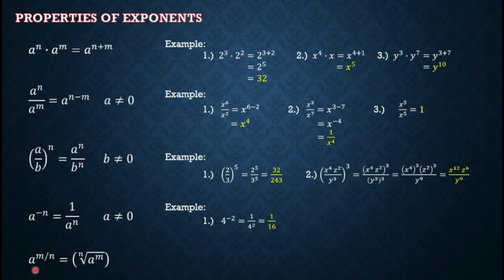So another theorem is e to the power m over n is equal to the n root of e to the power m. So for example, x to the power 1/5 is equal to the 5th root of x. Quantity 7x to the power 3/4 is equal to 4th root of quantity of 7x to the power 3.